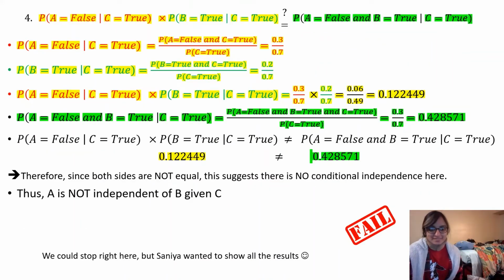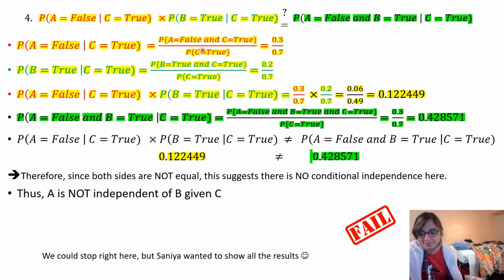So in the fourth example, now what we want to do is find the probability that A is false given C is true multiplied by the probability B is true given that C is true, and see if that is equal or not to the probability that A is false and B is true given that C is true. So again, this is another color coding scheme. So what we're seeing here is that the probability A is false given that C is true is just probability A is false and C is true divided by the probability that C is true.